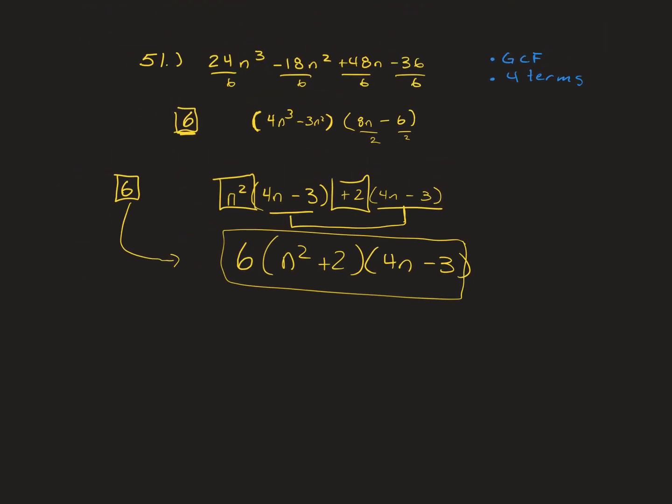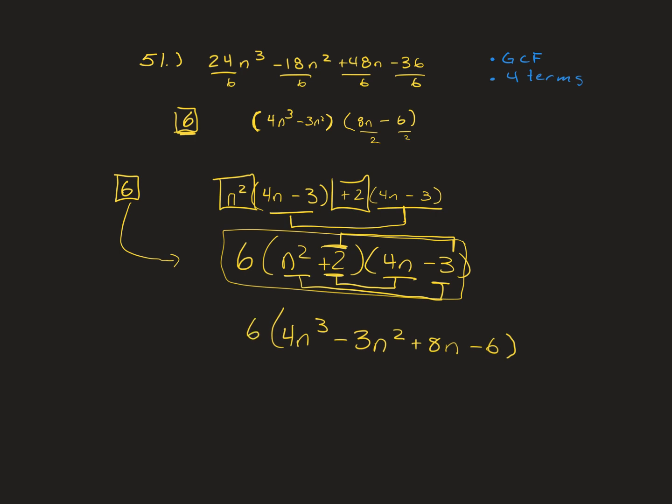I like to do the foiling part first. You could distribute the 6 first, but I'm going to do this part first. So what I'm going to do is the n squared times 4n, which would be 4n cubed. That's the first, I'm going to do the outer, which is negative 3n squared. I'm going to do the inner, which is 8n. And finally, the last times the last, positive 2 times negative 3 is a negative 6. And there is a 6 out front.